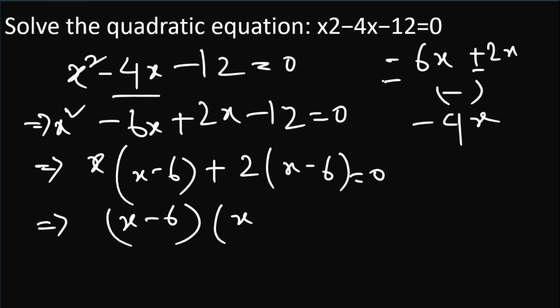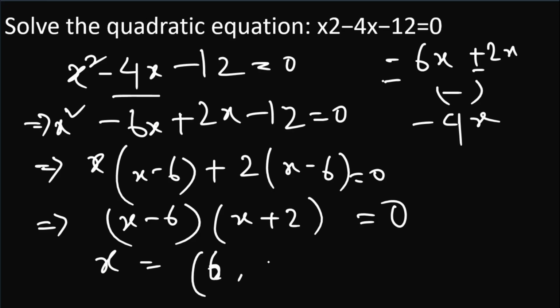The equation equals 0, so x equals, one value is positive 6 and the other is negative 2. So the first one is 6 and the other is negative 2. This will be the answer for this question.